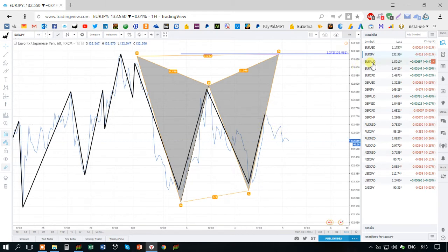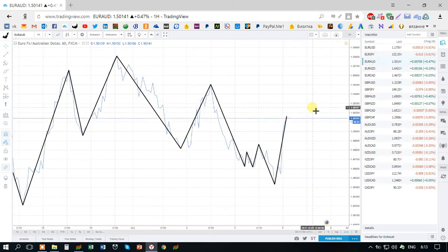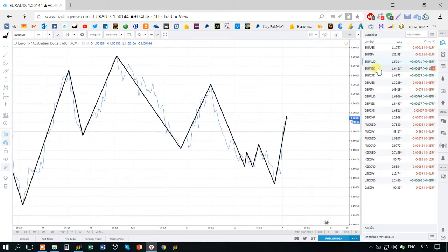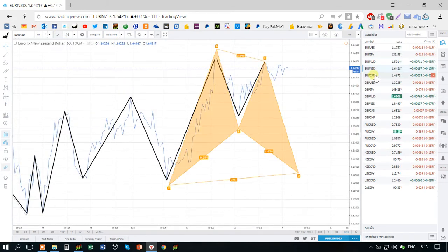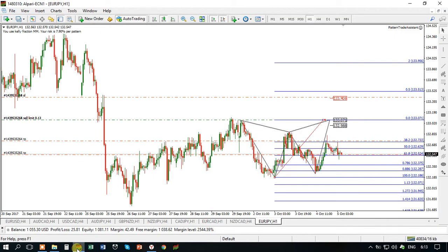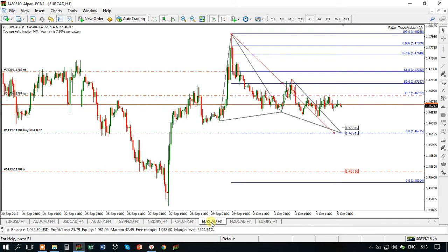Okay, nothing here. Euro yen, Euro Aussie, nothing here. Maybe a potential Cypher pattern, no Cypher pattern. Euro New Zealand, nothing here. Euro Canadian, it is the trade that I set yesterday. Euro Canadian, here it is. It looks this way. Look how I find my patterns.